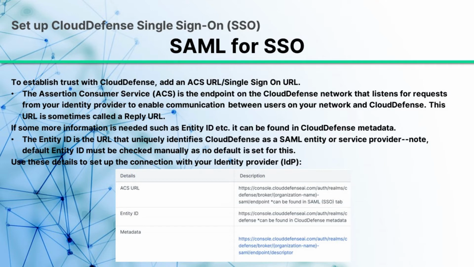If some more information is needed, such as entity ID, etc., it can be found in Cloud Defense metadata. The entity ID is the URL that uniquely identifies Cloud Defense as a SAML entity or service provider node. Default entity ID must be checked manually as no default is set for this. Use these details to set up the connection with your identity provider, IDP.